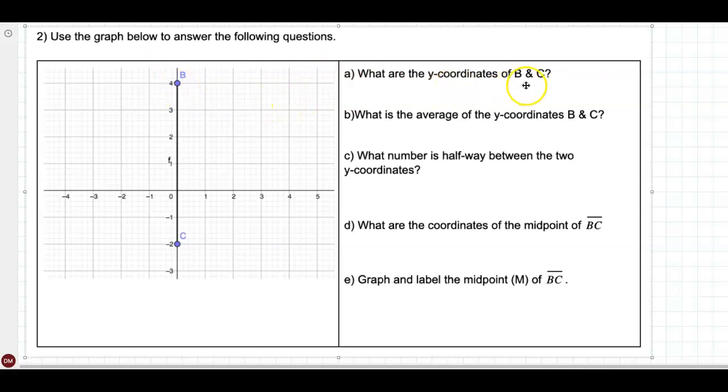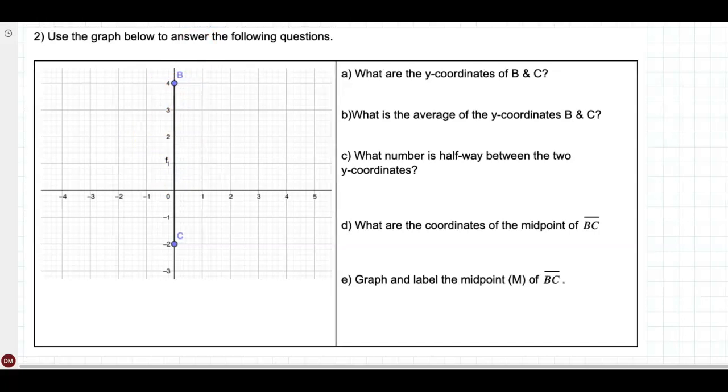What are the y coordinates of B and C? So now we're looking at the y. Why are we looking at the y coordinates? Well, because it's a vertical line, so we're going to use the midpoints. So what are the y coordinates? They are -2 and 4, and the average of that would be -2 plus 4 divided by 2. That is equal to 1 again, right?